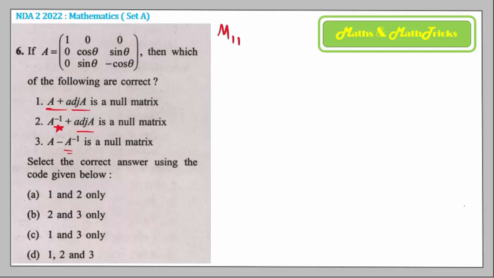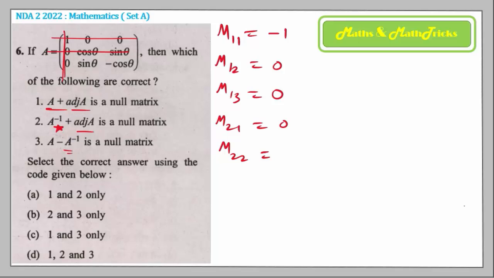So quickly, M11: you delete the first row and first column, and accordingly you will get minus cos square theta minus sin square theta, which is minus 1. Then M12, deleting first row, second column, you get 0. M13, deleting first row, third column, you will get 0. Then we have M21, deleting second row and first column, so you will get 0. Then M22, deleting second row and second column, you will get minus cos theta. And M23, deleting second row, third column, you will get sin theta.